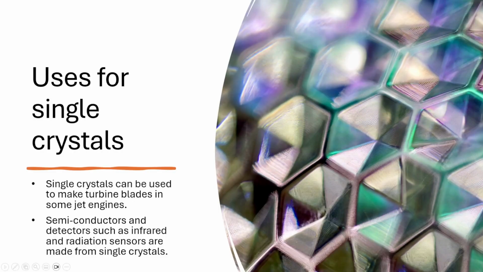Now I want to go over some of the uses for the different types of crystals. To start off, I'll look at the uses for single crystals. Single crystals can be used to make turbine blades for some jet engines. They can also be used in certain semiconductors and detectors such as infrared and radiation sensors.